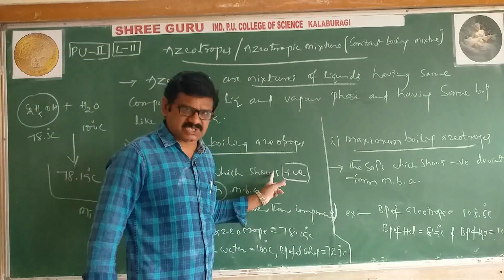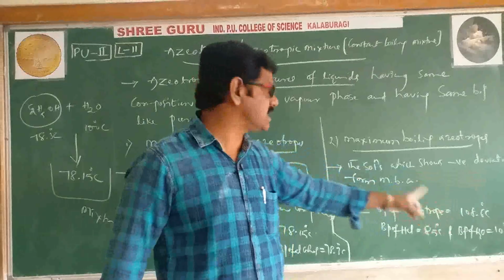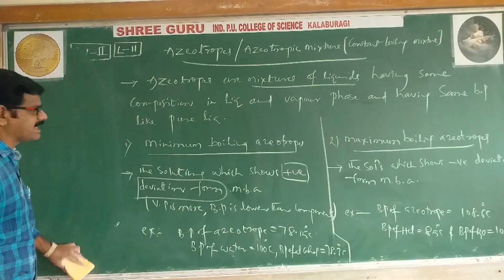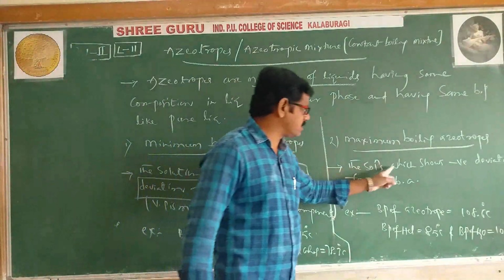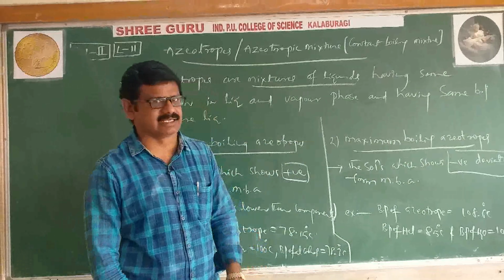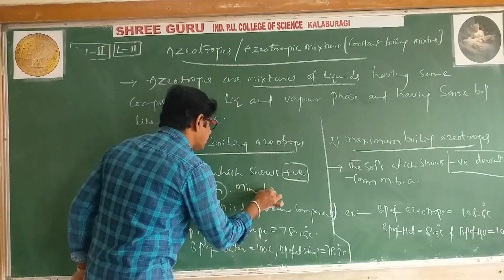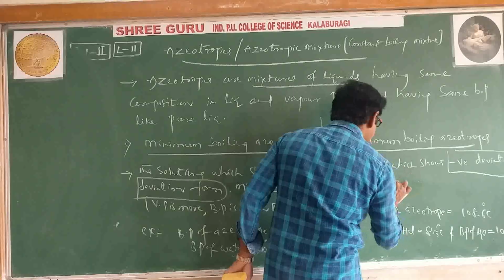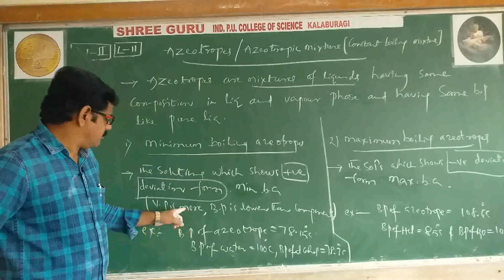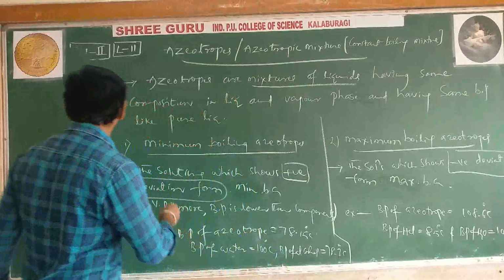Here, positive deviation solutions exhibit minimum boiling azeotropes, and negative deviation solutions exhibit maximum boiling azeotropes. Right. Maximum boiling azeotropes, what happened? Let's see now. The solution which shows negative deviation forms a maximum boiling azeotrope. Before, with the minimum boiling azeotrope, vapor pressure was more. Definitely here vapor pressure is less. I'll explain.